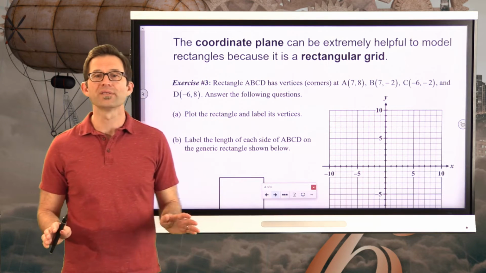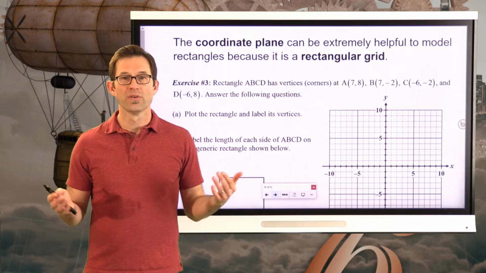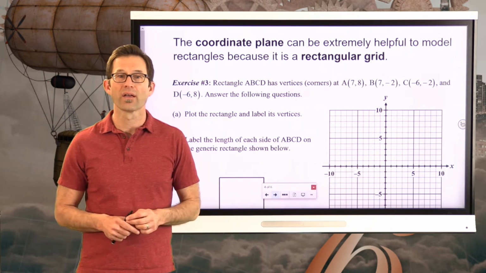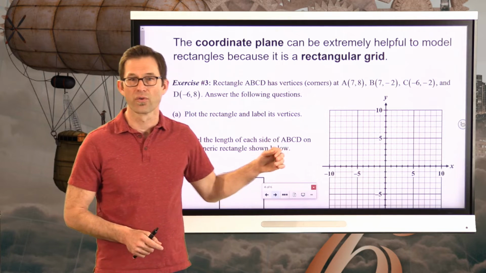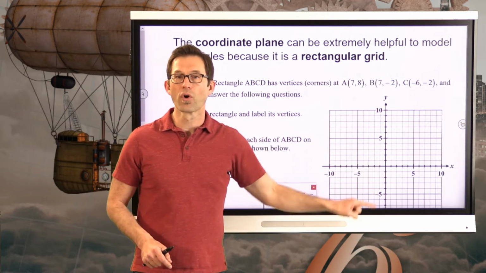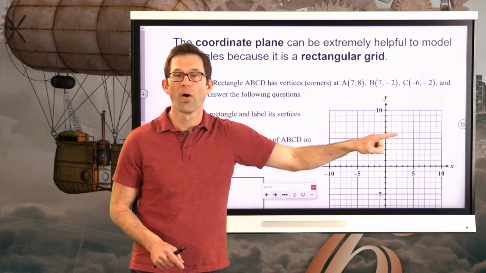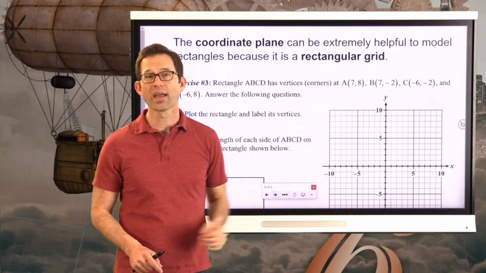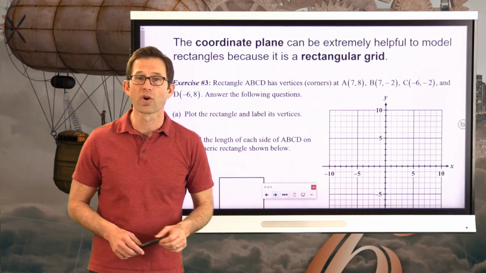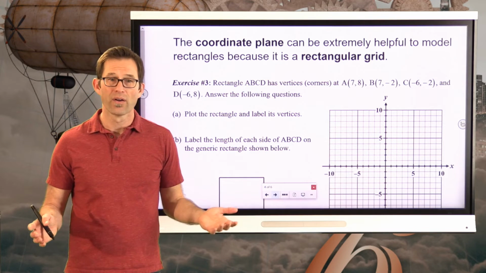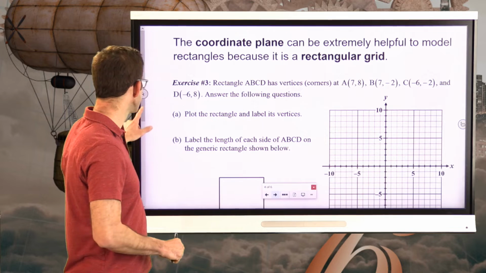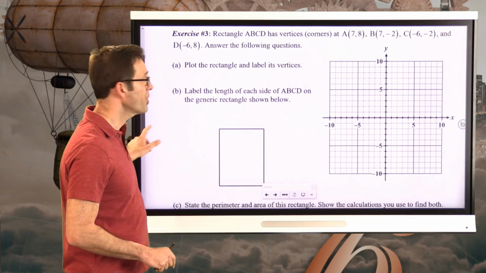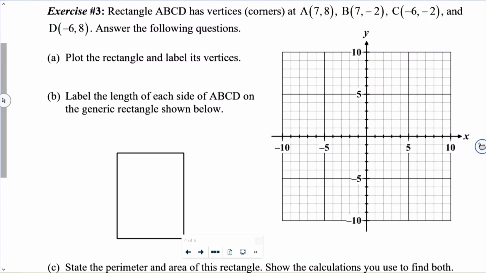The coordinate plane can be extremely helpful to model rectangles because it's a rectangular grid. And what we mean by rectangular grid is that all of the vertical lines are perpendicular to all the horizontal lines, so rectangles can easily be plotted in a coordinate grid, and then their areas can be found by using length times width or width times length. So let's take a look at that in exercise number 3.